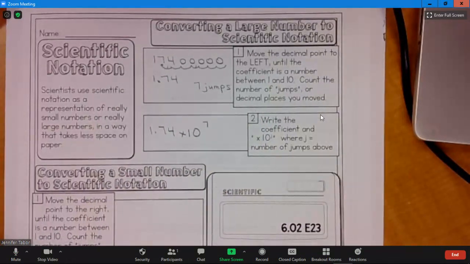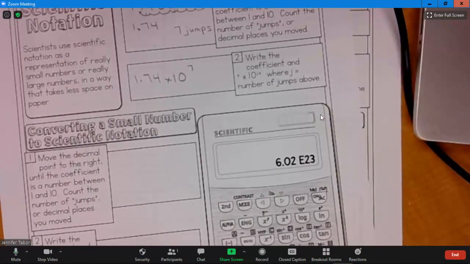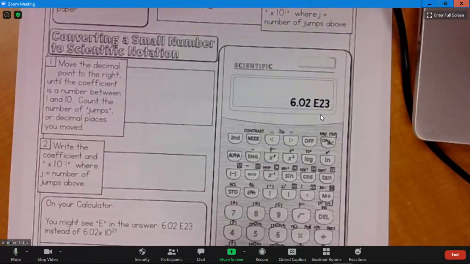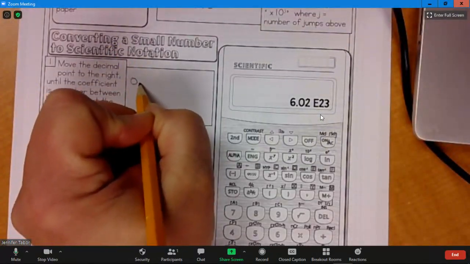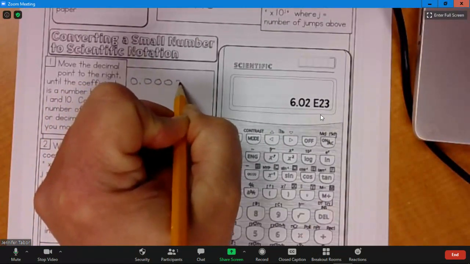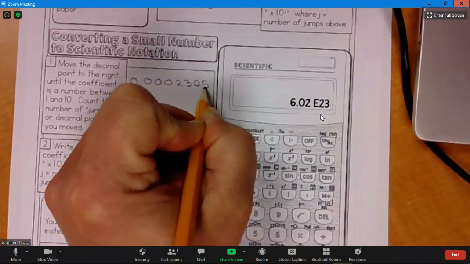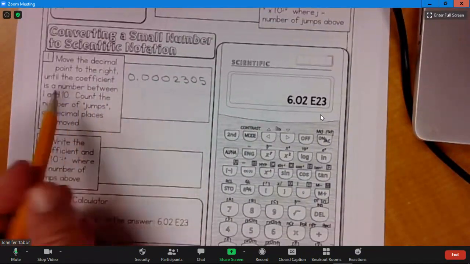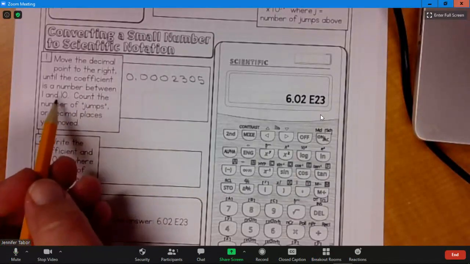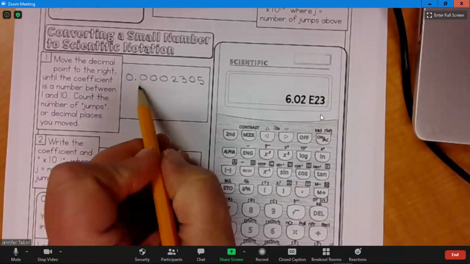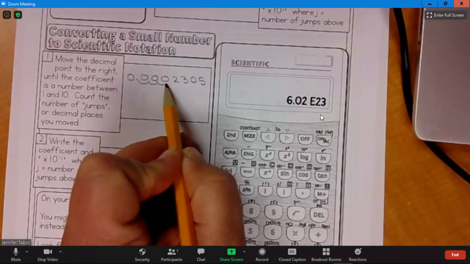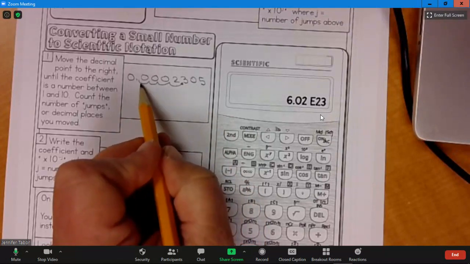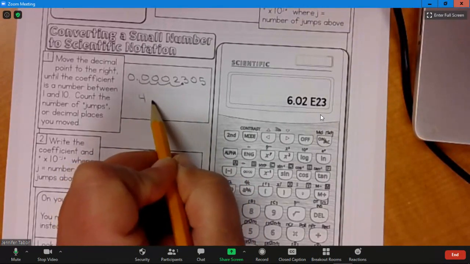Now, for very small numbers, it's the same principle, just the opposite. So let's say, let's make up a really small number here, 0.0002305. How's that? So now we're going to do the same thing, start at the decimal point, except this time we're going to move to the right until the coefficient is a number between 1 and 10. So we'll go boom, boom, boom, boom. All right, now my number is 2.305, and I made 1, 2, 3, 4 jumps to get there.